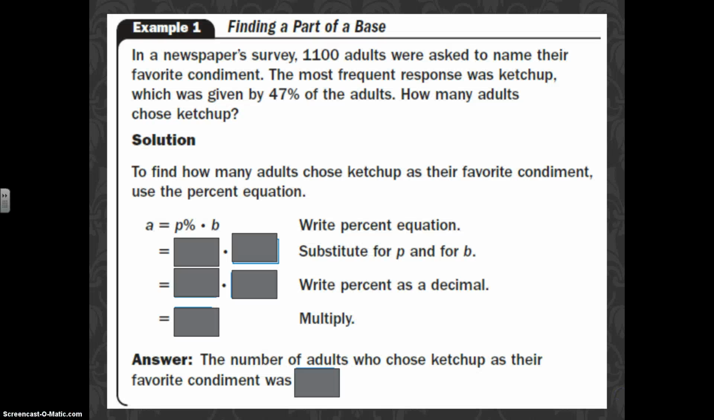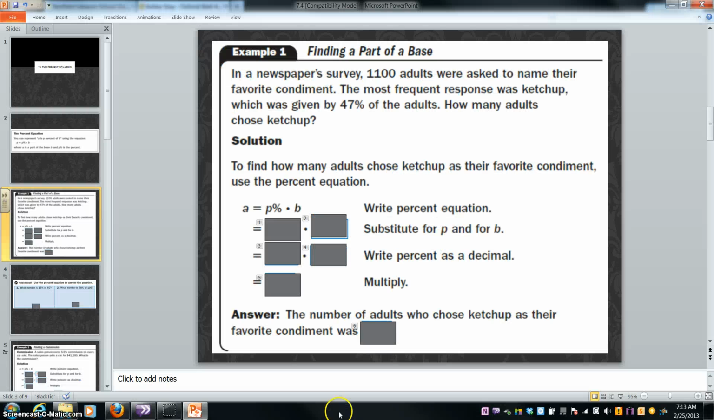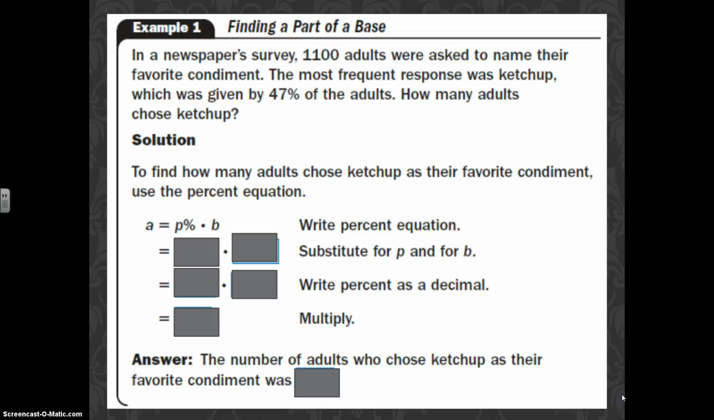Example 1, in a newspaper survey, 1,100 adults were asked to name their favorite condiment. The most frequent response was ketchup, which was given by 47% of the adults. How many adults chose ketchup?